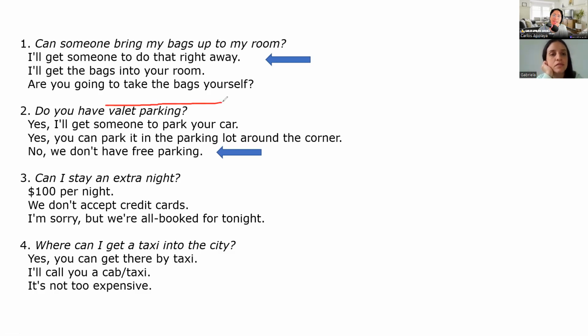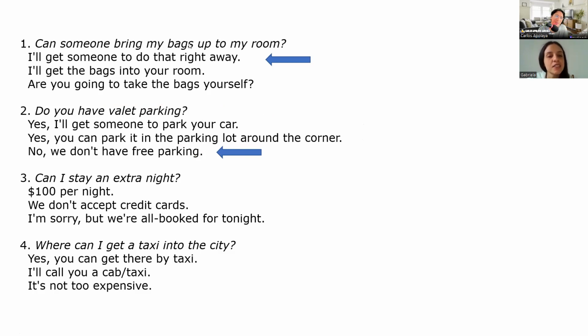Si te preguntan por valet parking, el valet parking es la persona que se lleva el auto. Y tú le vas a decir, sí, sí tenemos valet parking y tú lo puedes parquear en el parking lot, en el estacionamiento de la vuelta de la esquina. Okay. This could be, I'll get someone to park your car. Conseguir a alguien que parquee podría ser o no. Okay. Entonces, estos dos pueden ser.